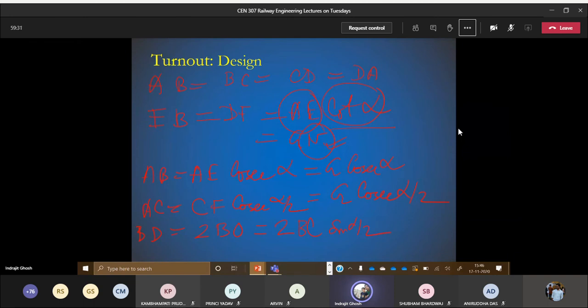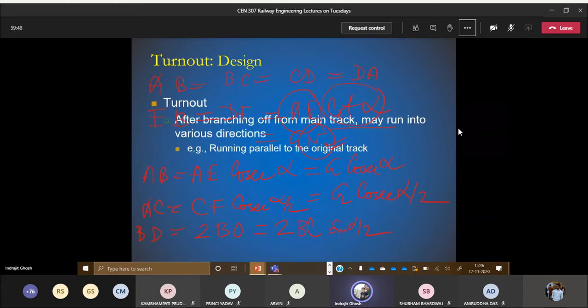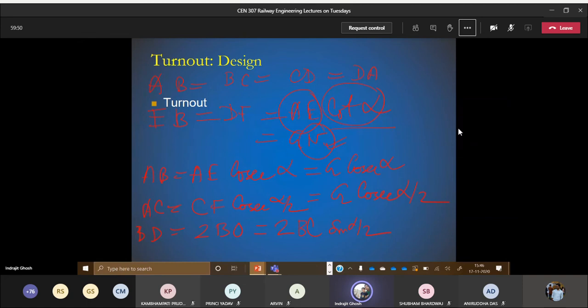So we have the sides, we have the position of E and F, we have the diagonals AC and BD, and everything with respect to G and alpha or alpha by 2. So we have calculated everything.